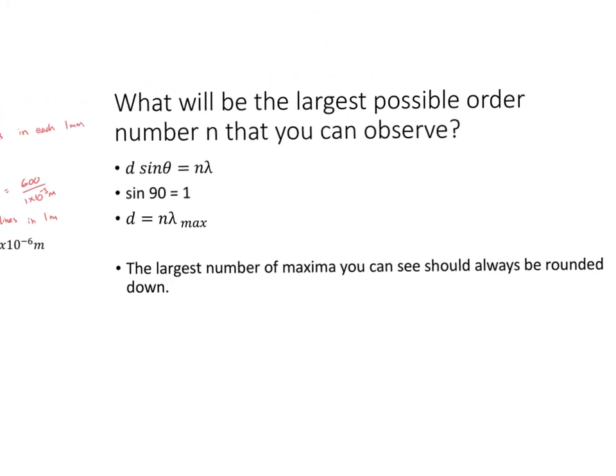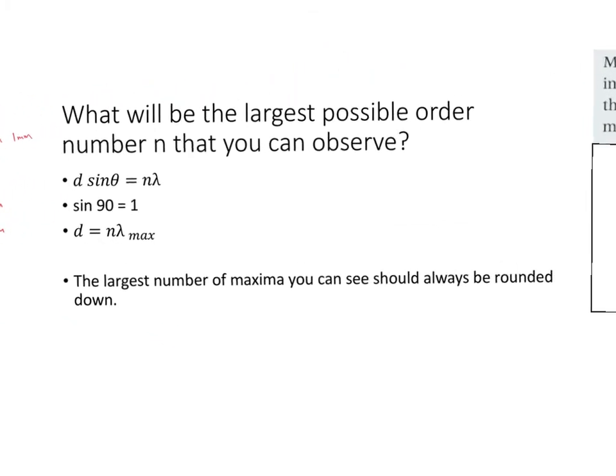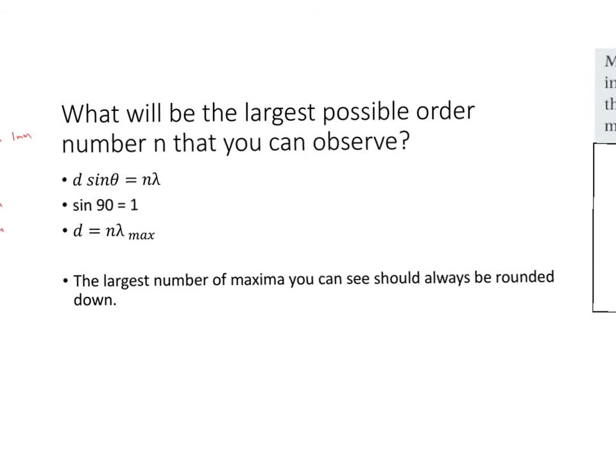One more last thing on this is how you can get the largest possible order number n that you can observe. When you do an experiment, usually you'll get the clear pattern of bright fringes, and you need to know how many those could be from your experiment. The only way to figure that out is using the actual equation for it. We usually call this the grating equation.